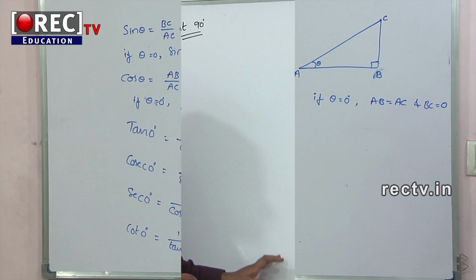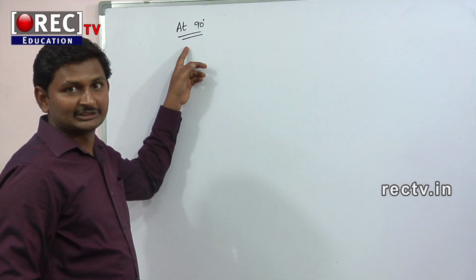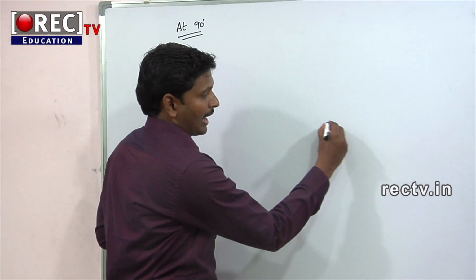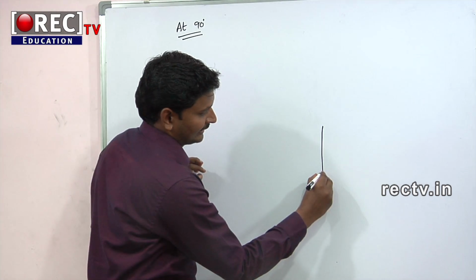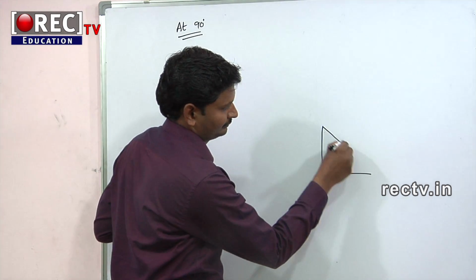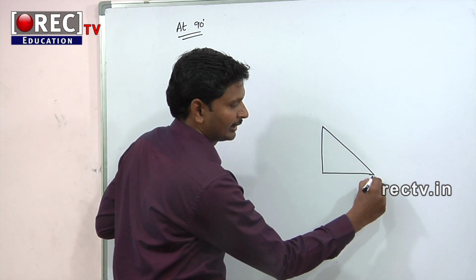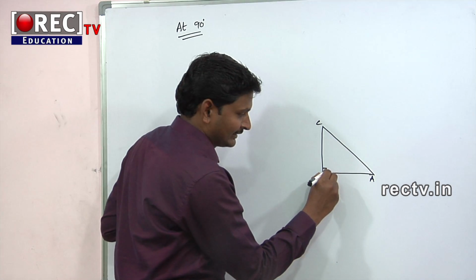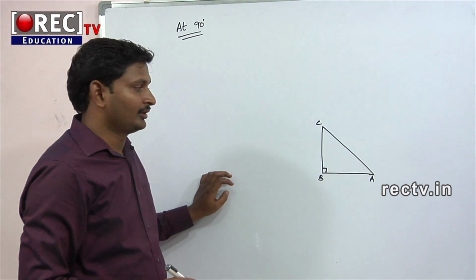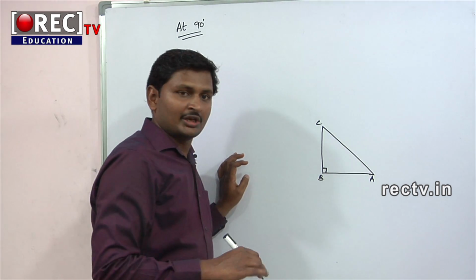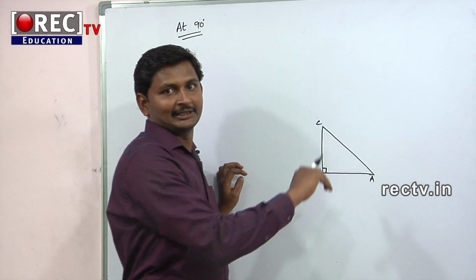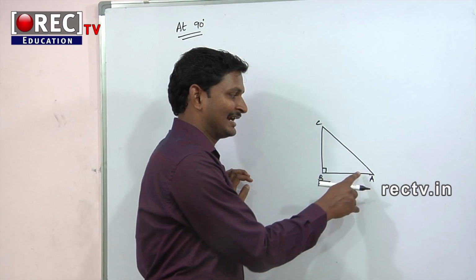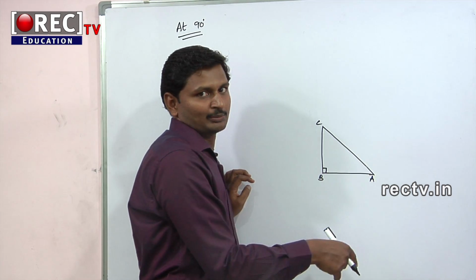Clear. The values of trigonometric ratios at 90 degrees. So just consider a right angle triangle ABC. This is 90 degrees, already we know that. Here our assumption is angle A is also 90 degrees. Then angle B is 90 and angle A is 90, it is not possible.